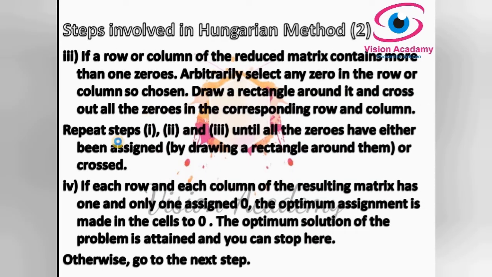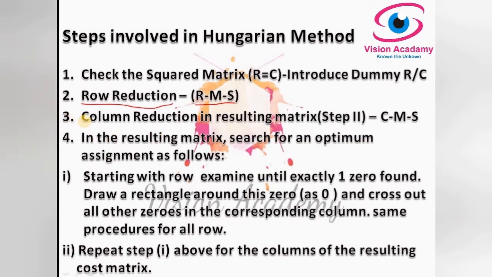Let's look into the third step in the Hungarian method. The third step would be column reduction. Once you reduce the row, next is column reduction. The same thing as you did in the row reduction, we have to do a column reduction for, very important, the resulting matrix. It means the result you obtained from step 2.